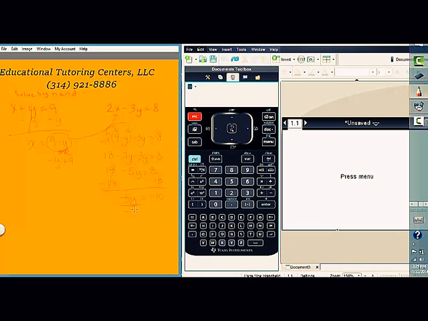To solve for y, I'm going to divide both sides by negative 5, because I have to do the opposite operation of what's here. It says negative 5 times y, so I divide by negative 5. A negative divided by a negative is positive. So my y value is 2. I said that y is equal to 2.